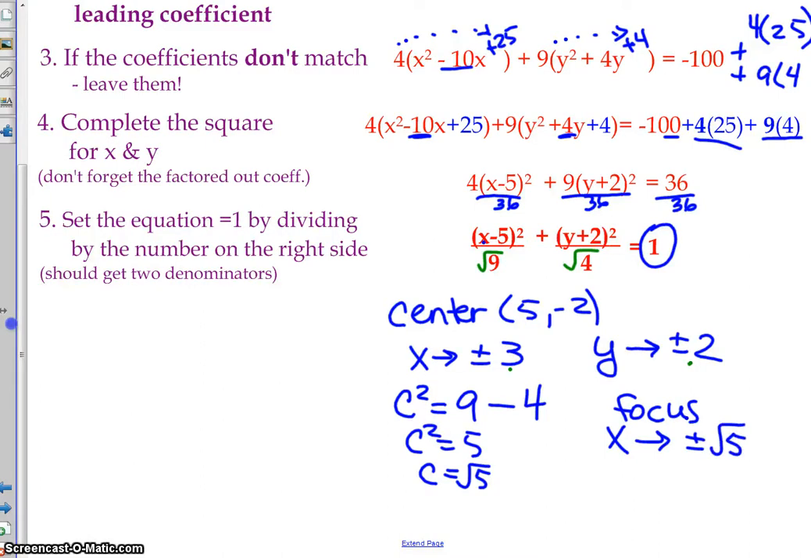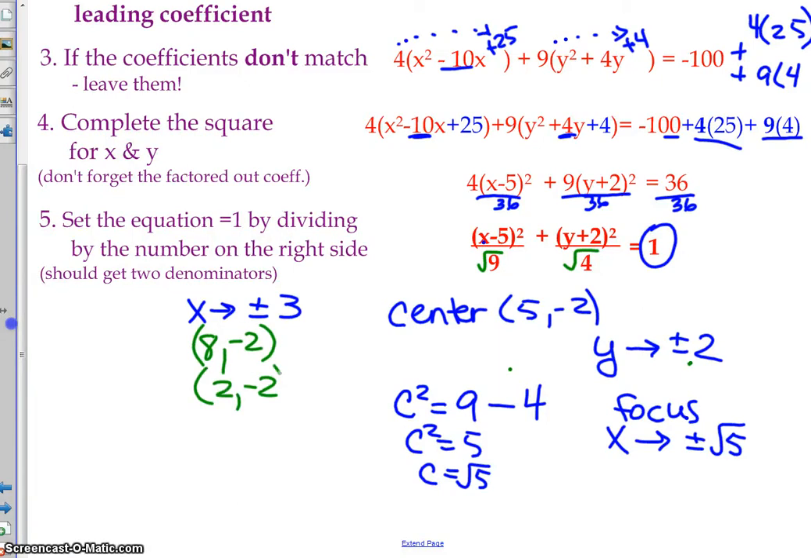Okay? So if we wanted points instead of just saying I kind of know what direction I would be, what you do here is when I say for this x direction plus or minus 3, you do that with your x. X plus 3 would be 8, negative 2. X minus 3 would be 2, negative 2. Those are called my major vertices.